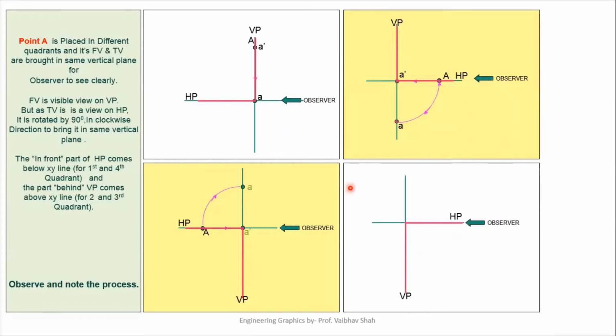Now let us observe the fourth case. The fourth case would be where your point is resting on VP, but in this case your point is below HP and resting on VP. So now let us observe this point from this direction. If we observe this point from this direction, we can have its front view. We know that front view always lies on this vertical plane. That's why we'll be getting A and A dash at the same point.